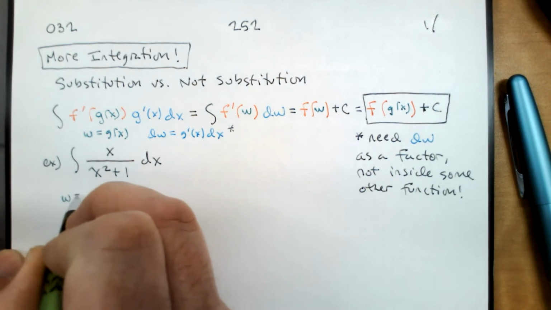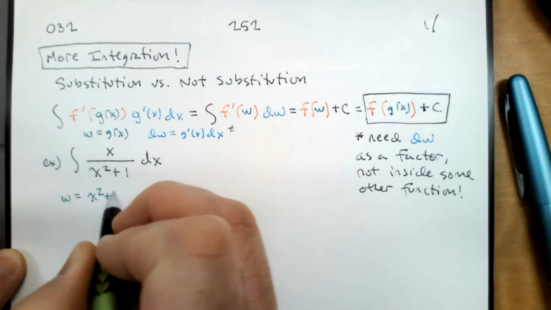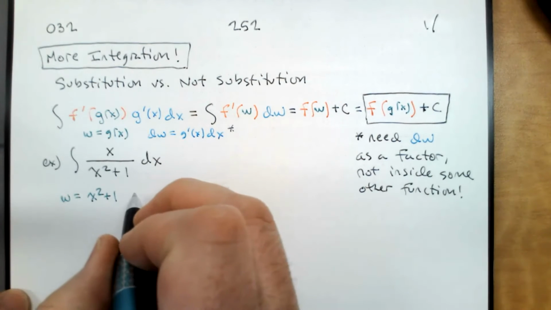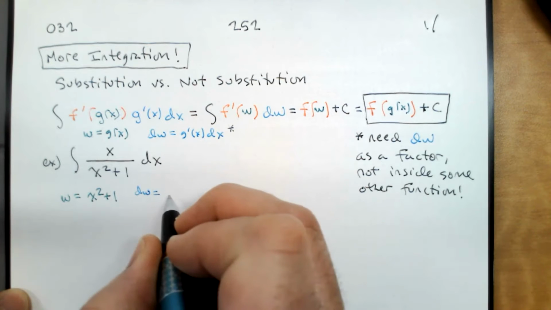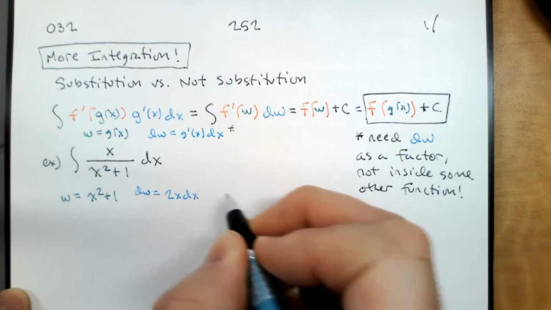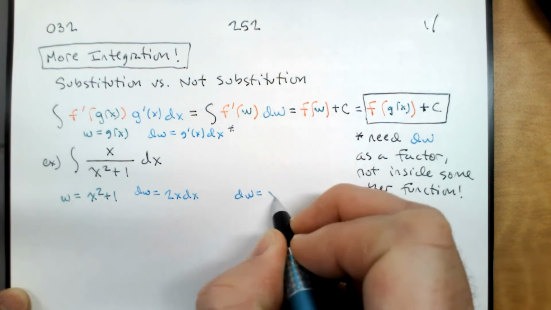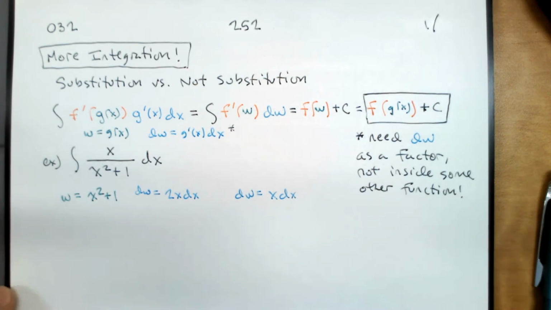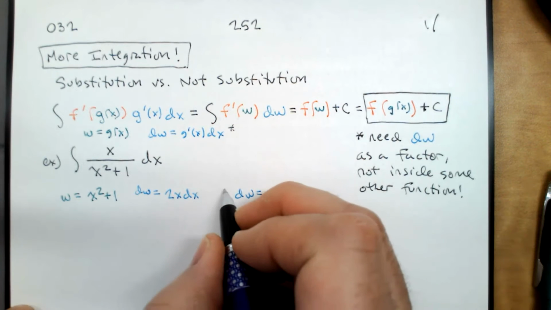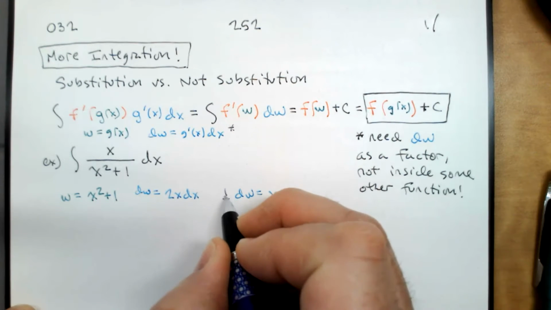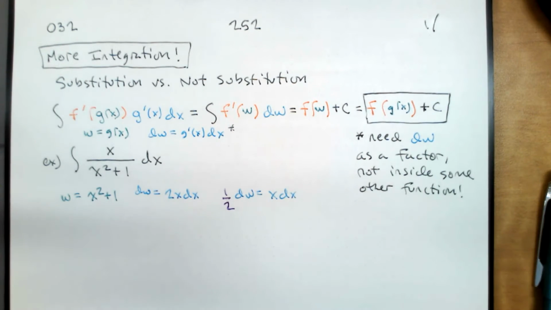If w is x squared plus 1, then dw is 2x dx. And that means that 1/2 dw is x dx. So that means I can replace the x dx with a 1/2 dw. I look at my integral and I have x times dx as a factor. We're all set to go.